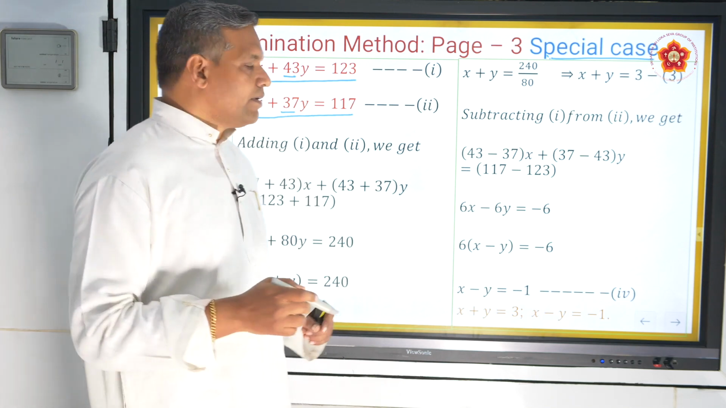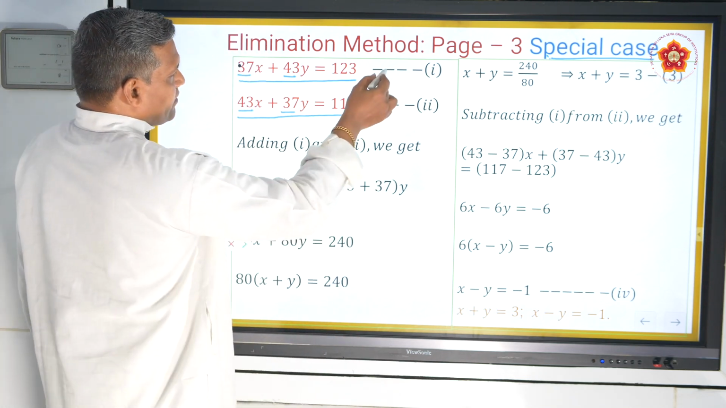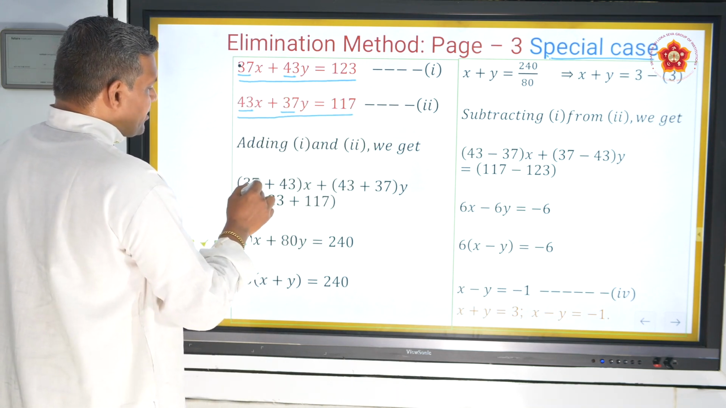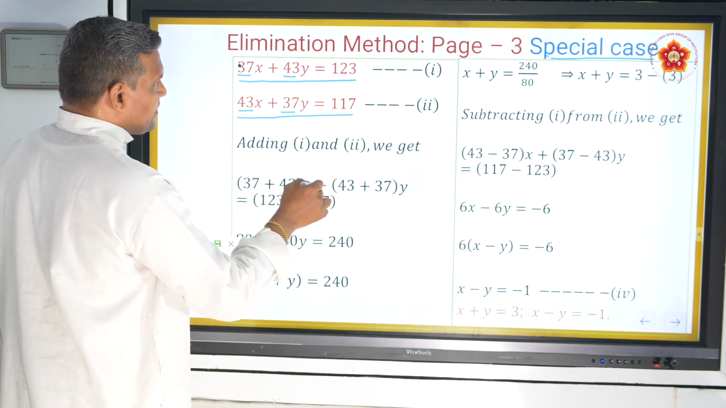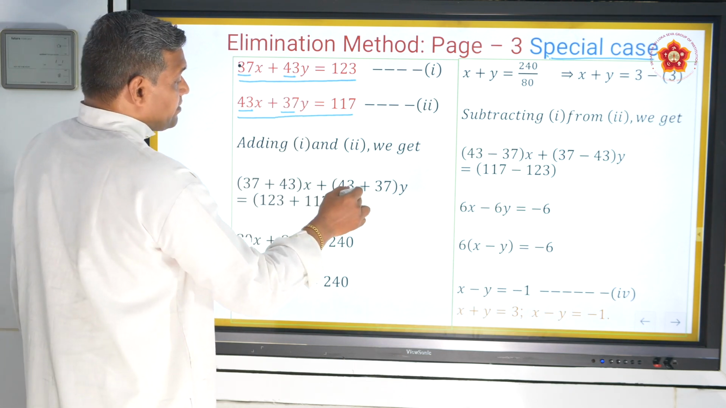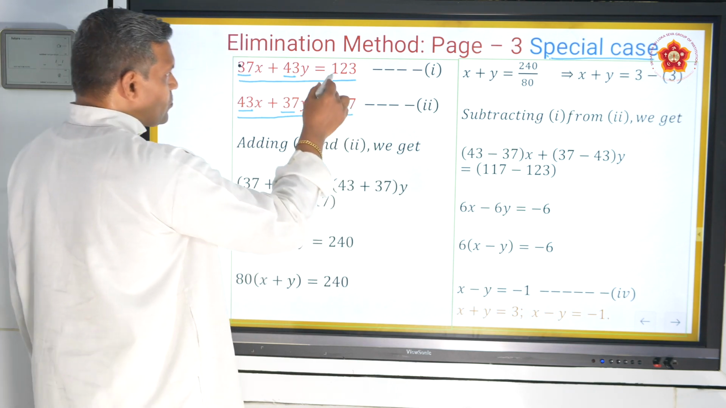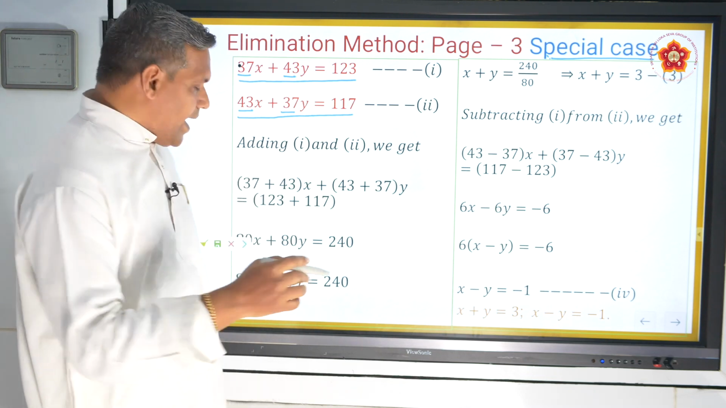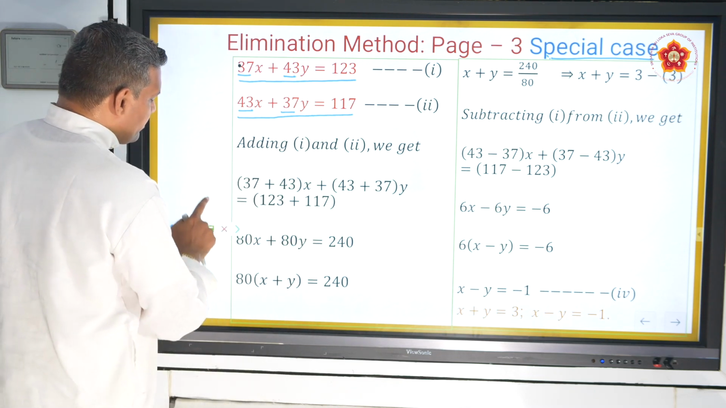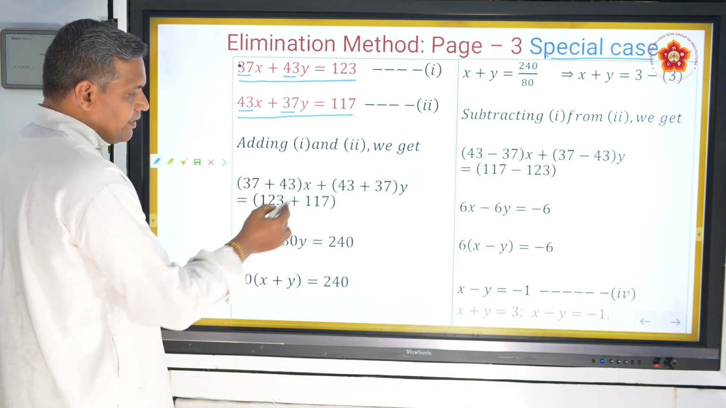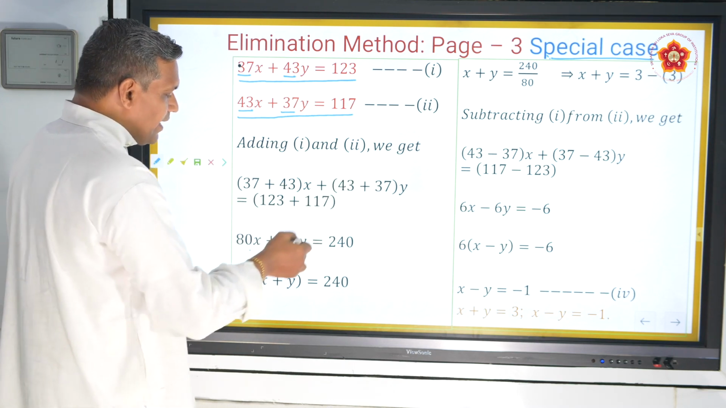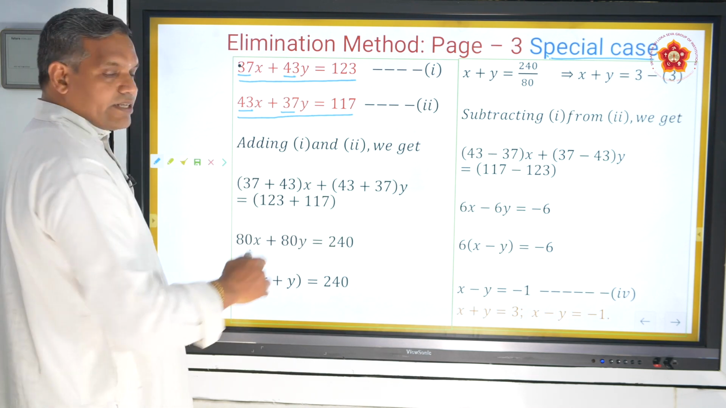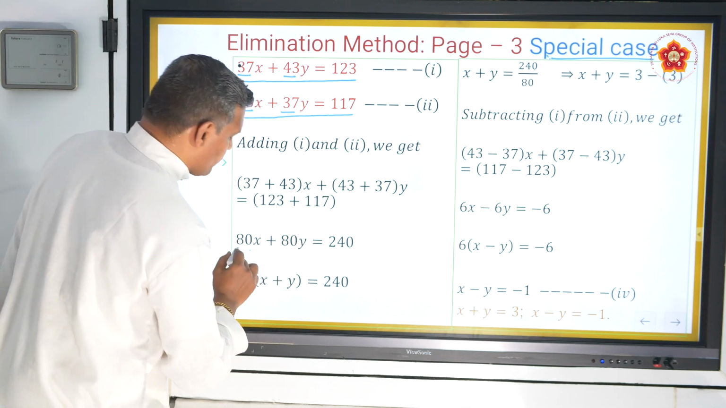Let us try doing this. First one is adding equation number 1 and 2. When I add, what do I get? 37x plus 43x, I take x common, plus 43y plus 37y, I take y common, is equal to 123 plus 170. Now what is the sum of 37 and 43? 80. What is the sum of 43 plus 37? 80. So 80x plus 80y is equal to 240.